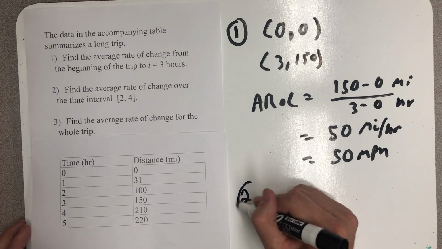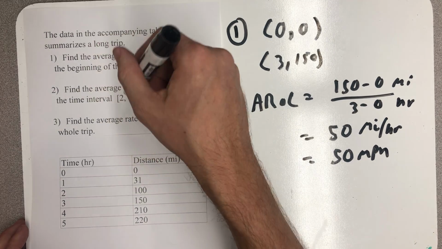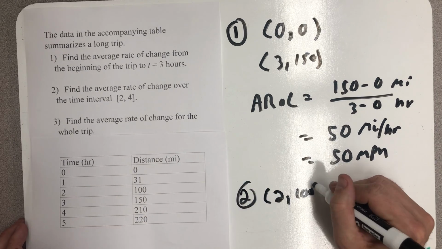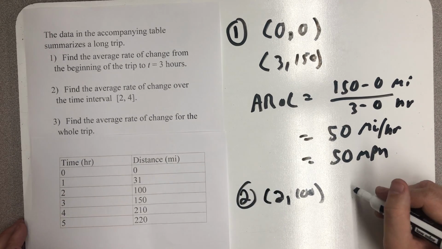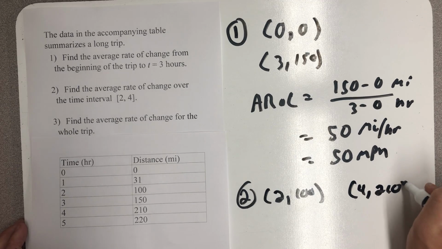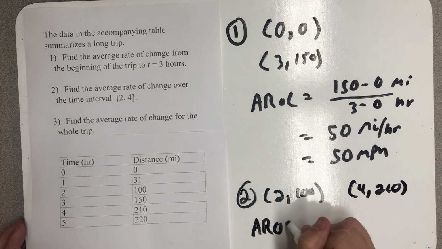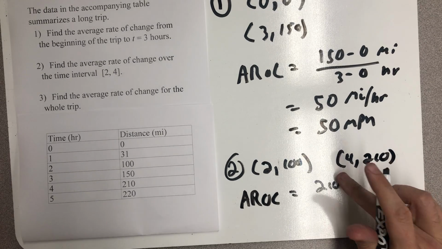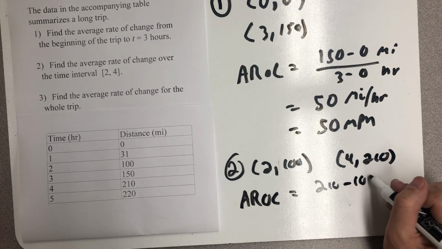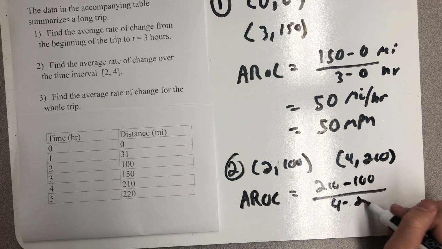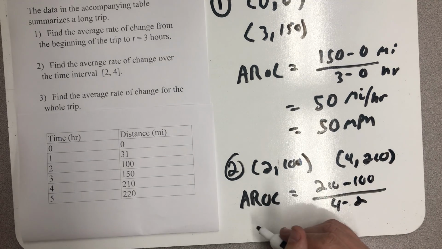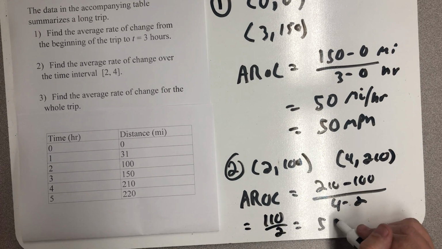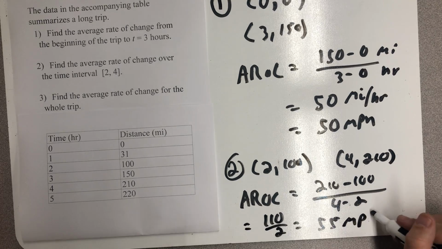Number 2. I'm supposed to find the average rate of change between hour 2 and hour 4. Again, I need 2 points, so (2, 100) and (4, 210). The average rate of change, still just a slope: 210 minus 100 over 4 minus 2. That gives us 110 over 2, which is 55, and the units are the same as last time, miles per hour.